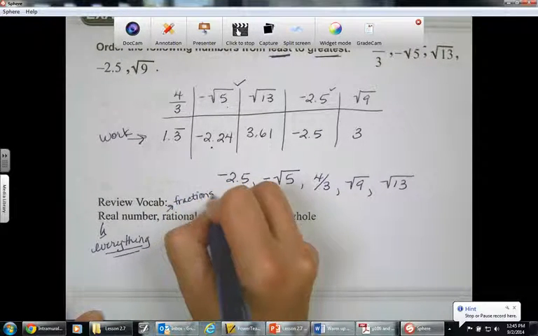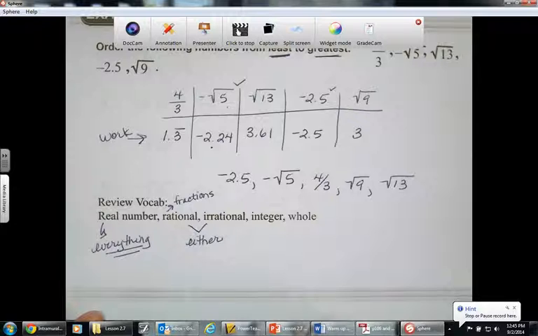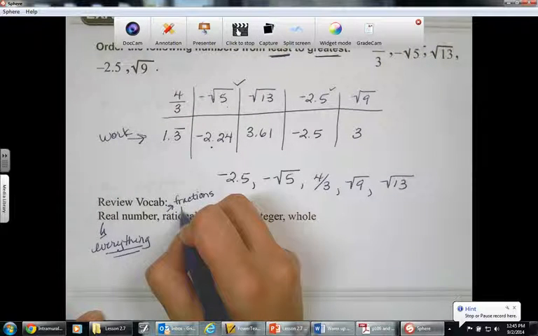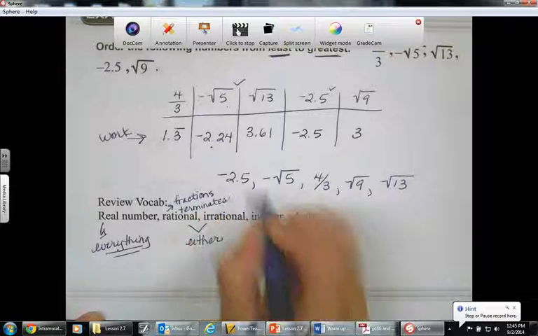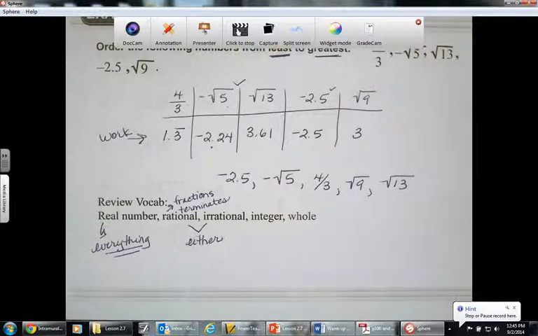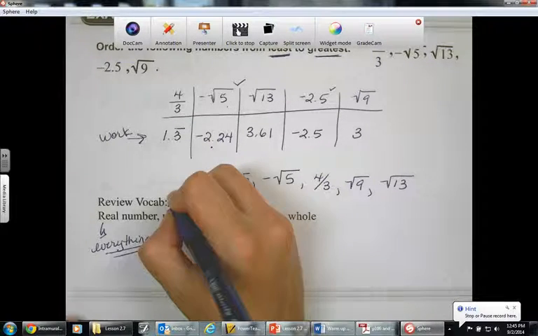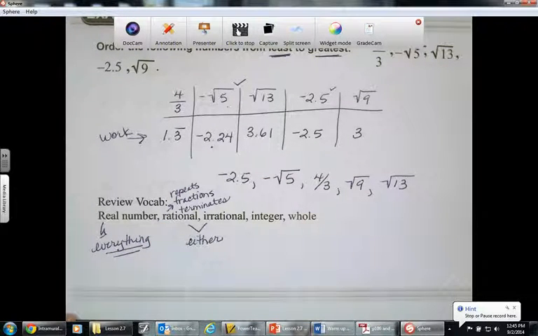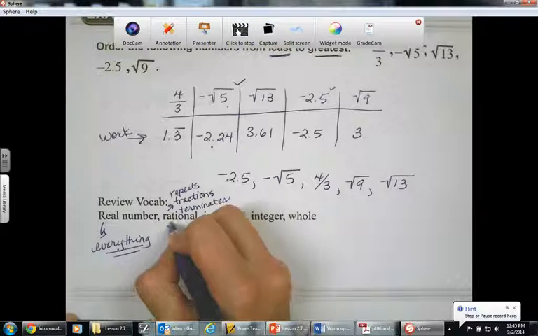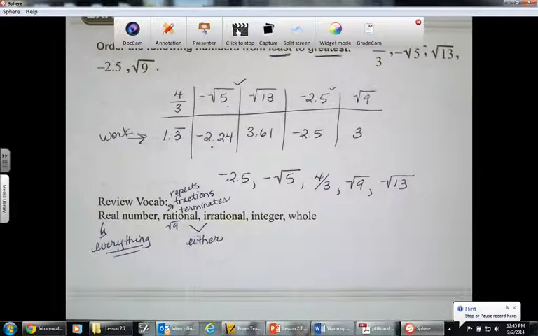This one is also anything that terminates, which means stops. So that would be your whole numbers. That would be 2.5, because you can write that as a fraction. Okay, it would also be anything that repeats. So if it's a fraction that repeats, those would all be rational. The square root of 9 is rational because the square root of 9 is 3. So those are all rational.